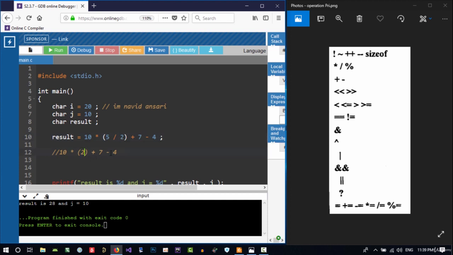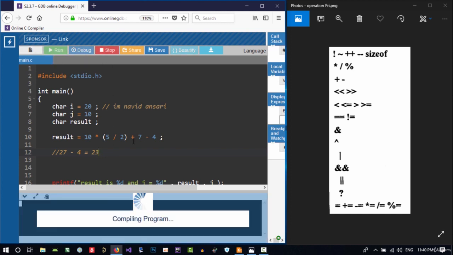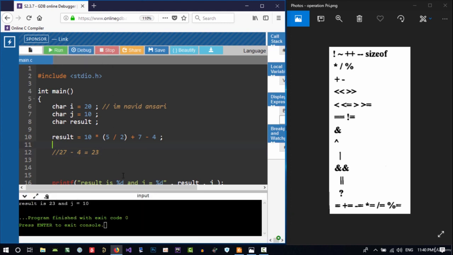So which one of these would happen next? You see, this, because this is more important than this. So it will be 20. And then this, because these two are in the same row, and for that the one on the left will happen sooner. So 27 minus 4 is 23. Let's run it. 23.